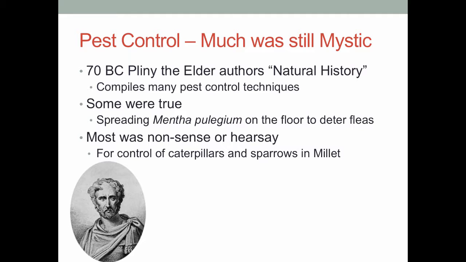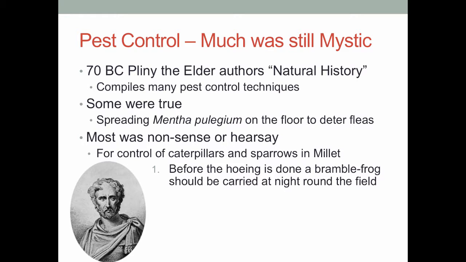On the flip side, a lot of it was nonsense and hearsay because someone had told him that this worked and he just wrote it down and figured that was good enough. So for example, in Natural History, he has a recommendation for how you can control caterpillars and sparrows when you first plant millet. So probably this is designed to stop sparrows from coming in and eating your seed right after you plant it, and similarly to stop cutworms from coming along and chewing off your young plants at the base.